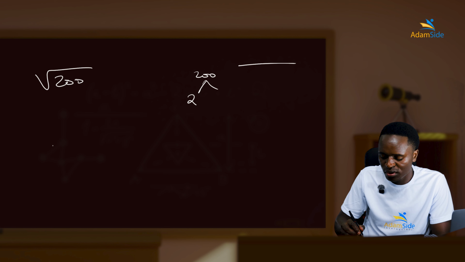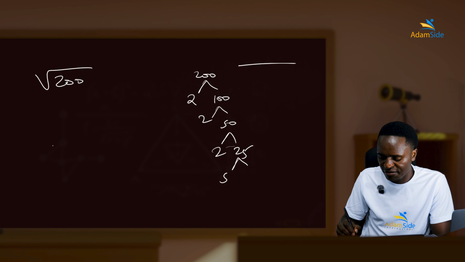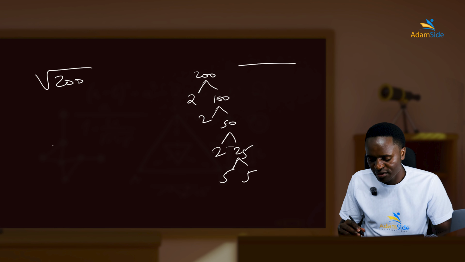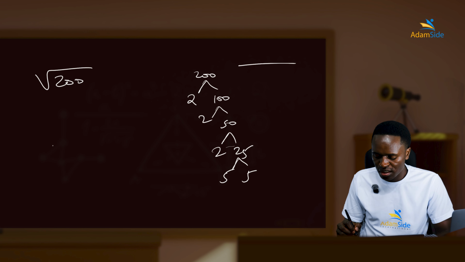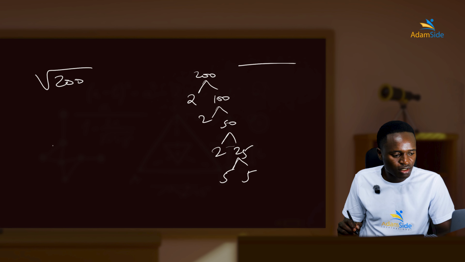When you divide by 2, you get 100. Divide by 2, you get 50. Divide by 2, you get 25. You get 5. So we can either have 8, 25, because we need to simplify.